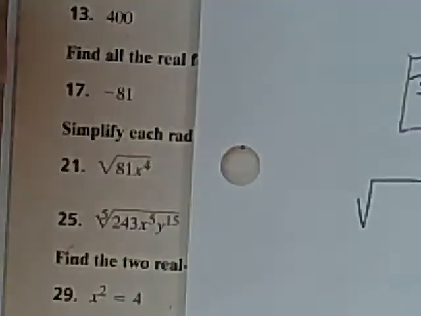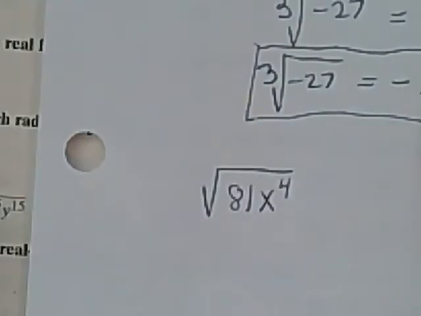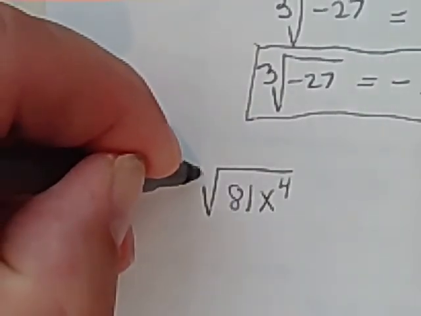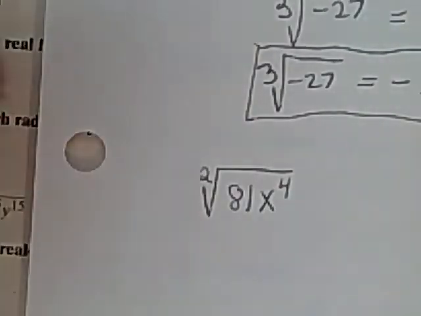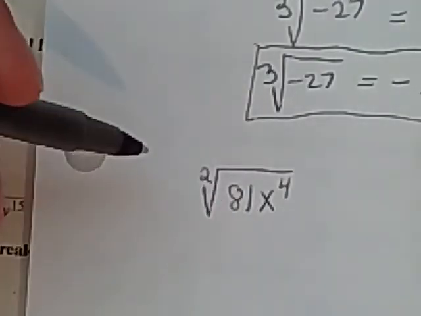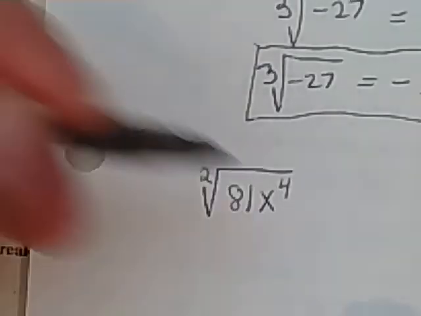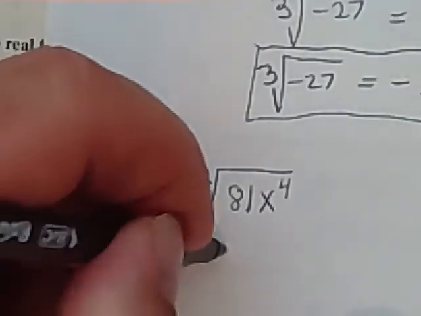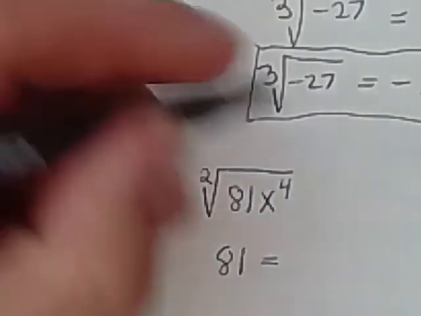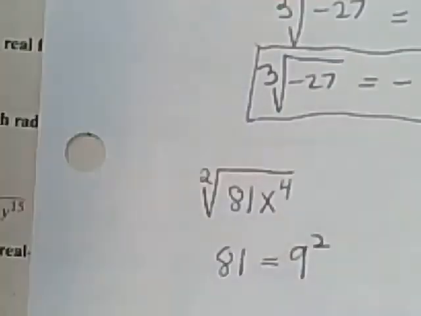The square root of 81 times x to the 4th power. Whoops, all blurry. They want you to simplify this. Again, if nothing is written here, then it's presumed that the index is 2. In other words, they're asking, what is the square root? Which number times itself will give us the radicand? From the multiplication table of your youth, 81 is 9 squared.